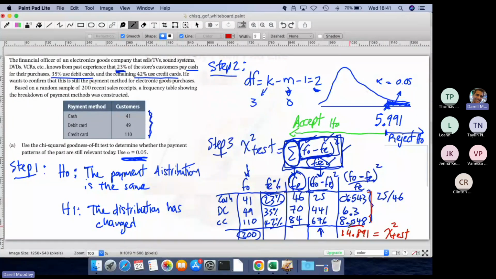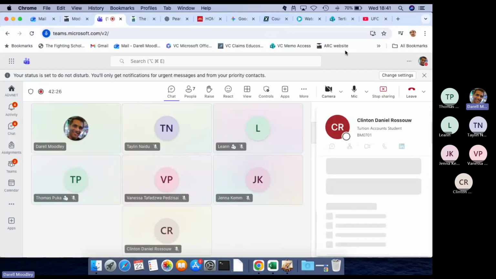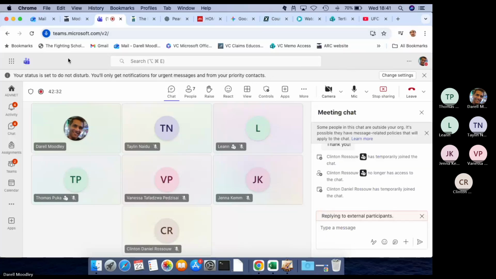So based on this, do you accept or reject H0? Look at where your critical value is. Your critical value is 5.991. And our chi-square test is 14.89. So is it bigger than 5.9? Because if it is, then that means it's falling in the rejection region. If it's smaller than it, then it means it's on the left of it, and it's in the acceptance region. So based on that result, do we accept H0 or do we reject H0? What do you think? Give me the answer. I just want to make sure that you understand the interpretation here.